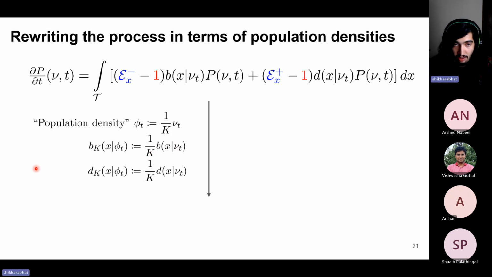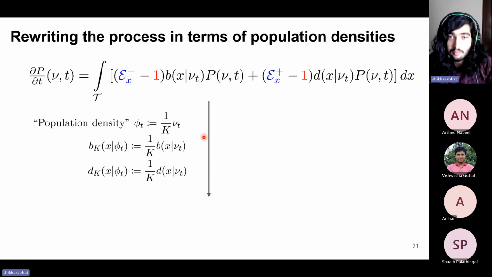Now, let's see what happens to each of these terms. P of nu comma t cannot change because it is a probability of finding the population in a state nu. And you are just rescaling the population by a constant. And so this should just affect the normalization constant of any probability. So P of nu comma t should be the same as P of phi comma t, except now P of phi comma t takes values in a slightly different function space.